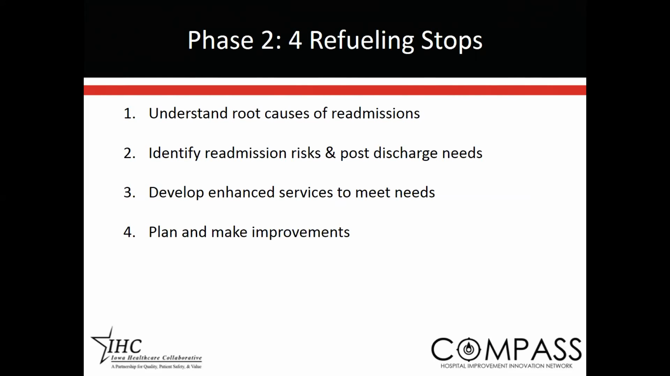Number 2 is we want to talk today about identifying readmission risks and post-discharge needs. Now, this is not very different from what we all do in the hospital every single day, right?